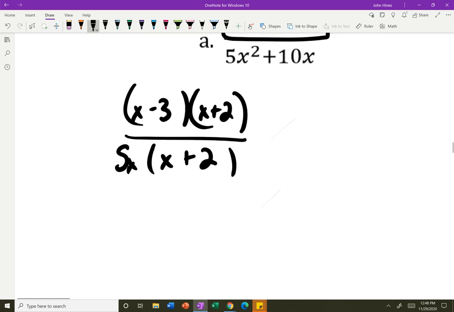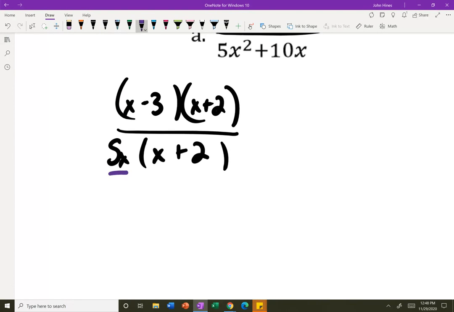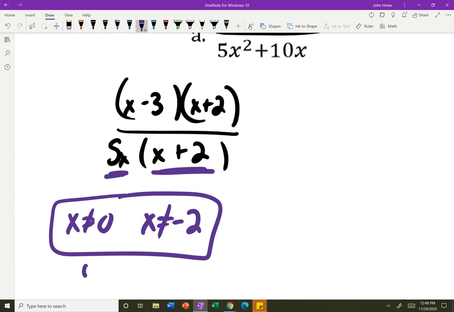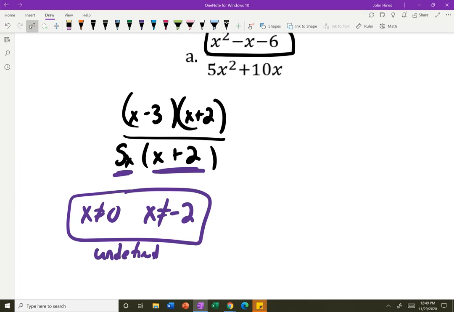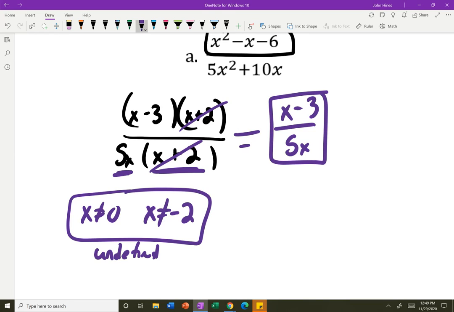So I factored it. What makes me undefined? Let's start with that. When is my denominator 0? Well, x equals negative 2. We've got to throw that one out. And when is 5x 0? At 0. I've got to throw out those two numbers. Those make me undefined. When I plug in a negative 2 and when I plug in a 0, those values are not allowed to be plugged in for this fraction. And then I'm going to slash out that common factor. Goodbye. And I'm left with x minus 3 over 5x. That's my simplest form.